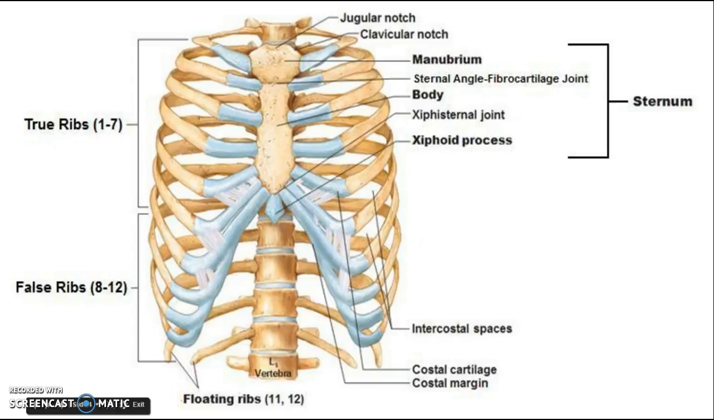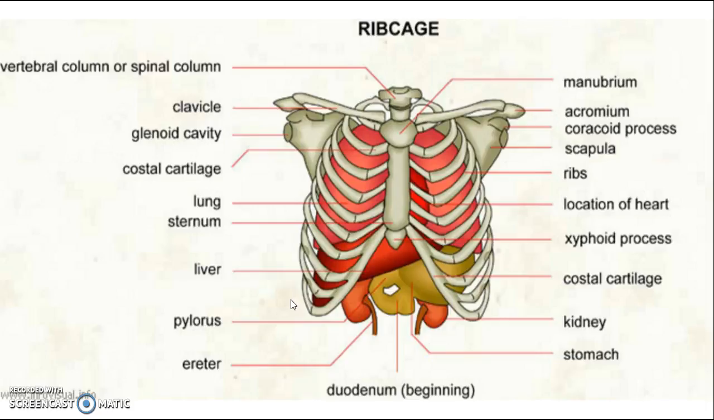And the last 2 ribs are floating ribs. As its name, except the vertebrae at the back, it does not attach to anything. The ribs serve to protect the lung, heart, and other internal organs of the thorax.